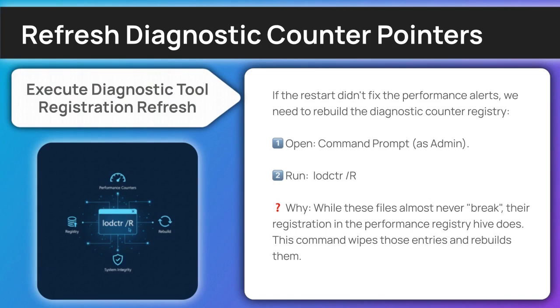First, open command prompt as admin. Second, you're going to type lodctr /r, then hit enter. Why are we doing this? Well, while these files almost never break, their registration in the performance registry hive does. This command wipes those entries and rebuilds them.